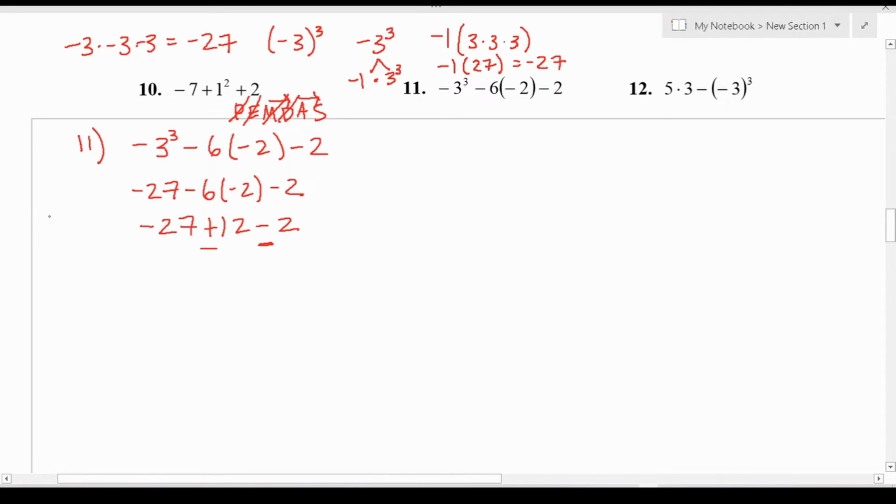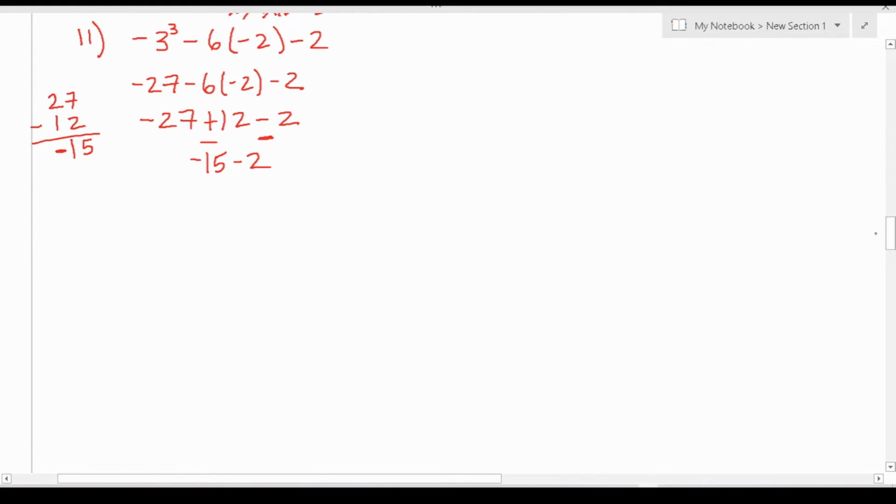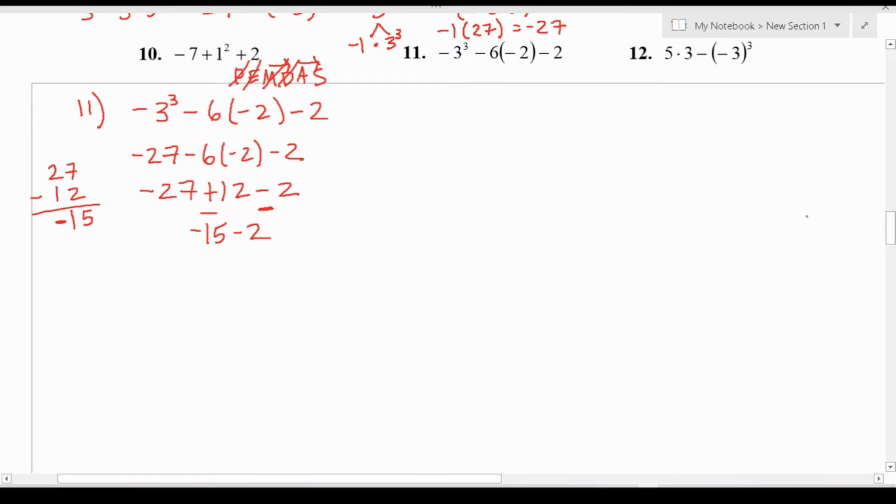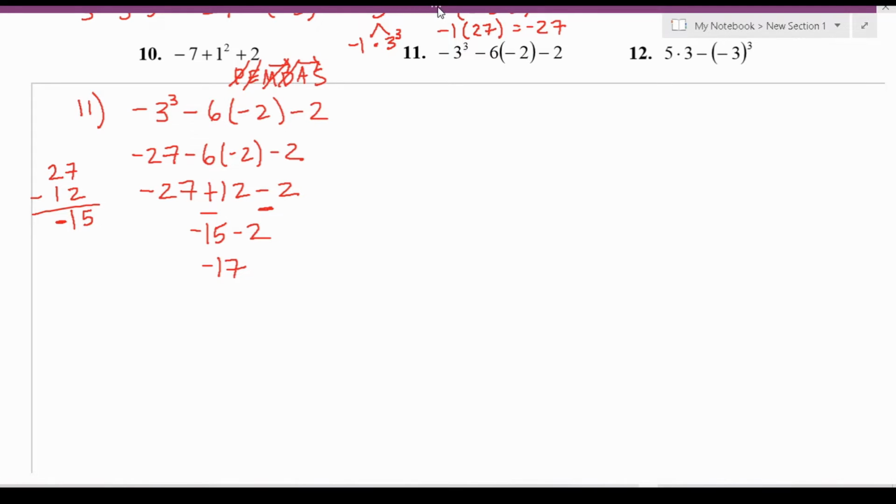But negative 27 plus 12, that's the same as 27 minus 12. 7 minus 2 is 5. 2 minus 1 is 1. But negative, so this is negative 15 minus 2. In other words, this is negative 17. Okay, so that was 11.